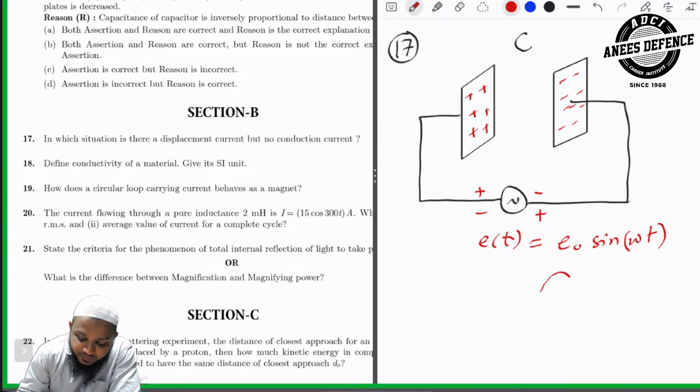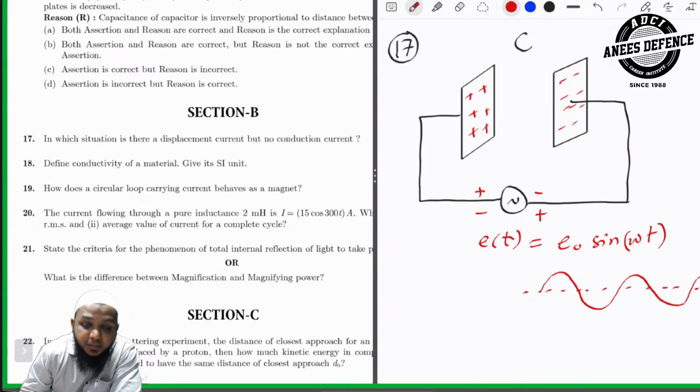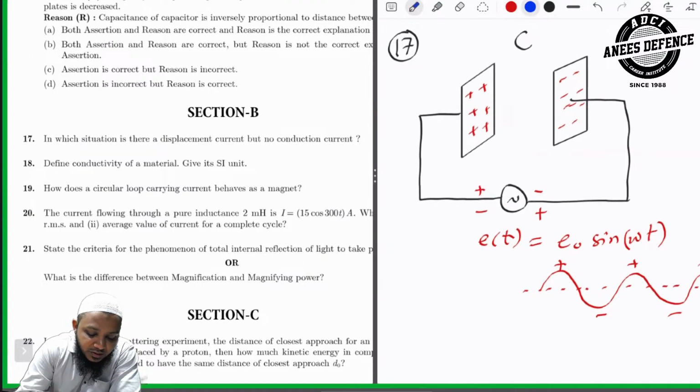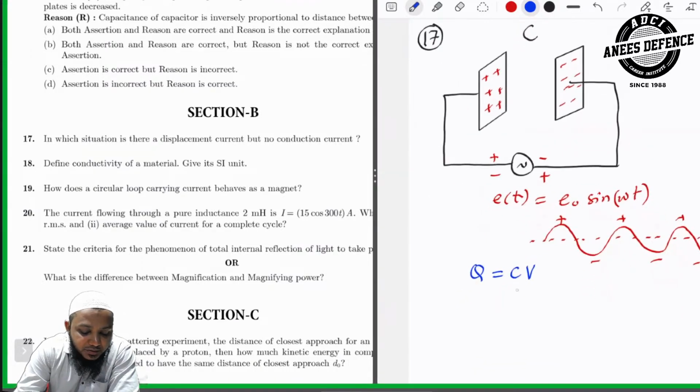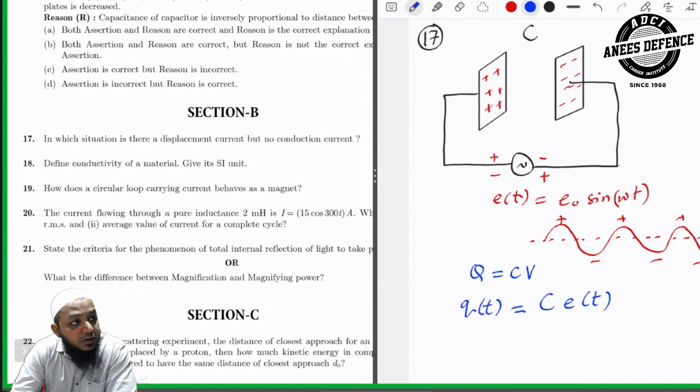Therefore, EMF will look like a pulsating voltage. AC source will be a pulsating voltage. Sometimes it will be positive, sometimes negative, so alternate positive and negative occurs. We know the equation for a capacitor is Q = CV. Here, the applied potential difference across the capacitor is E, and therefore I can write Q(t) = C times E(t).